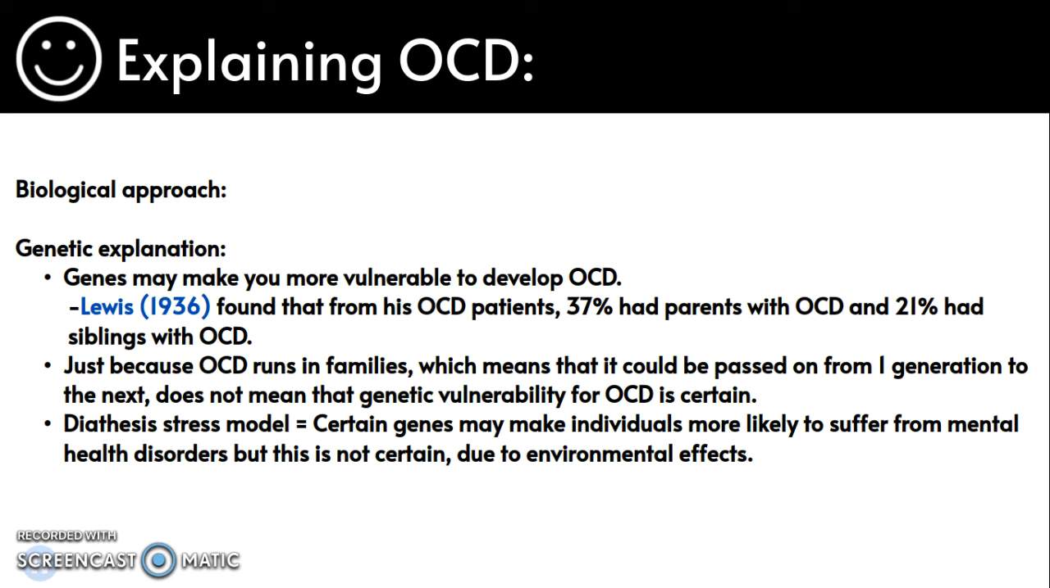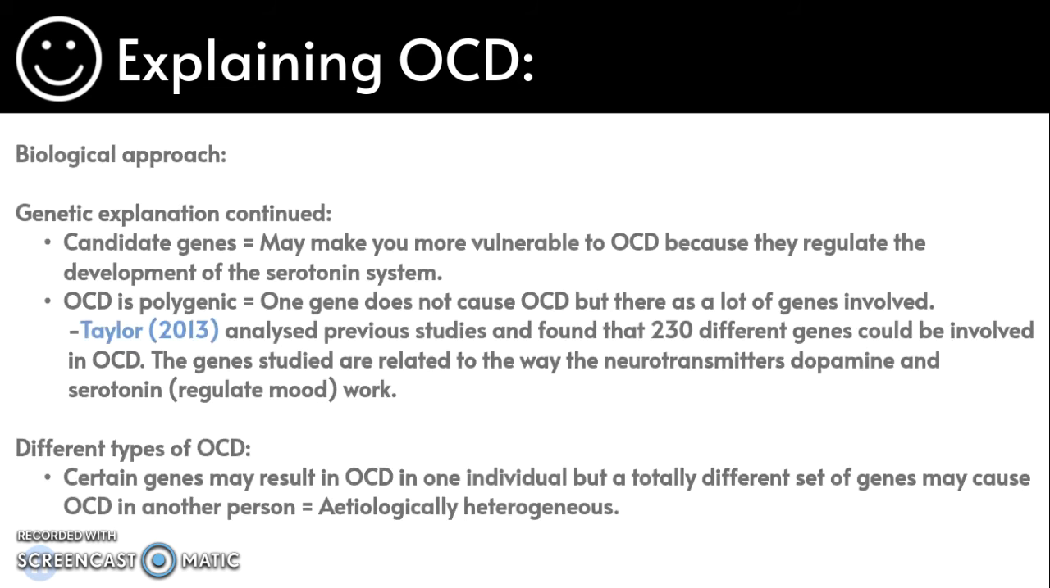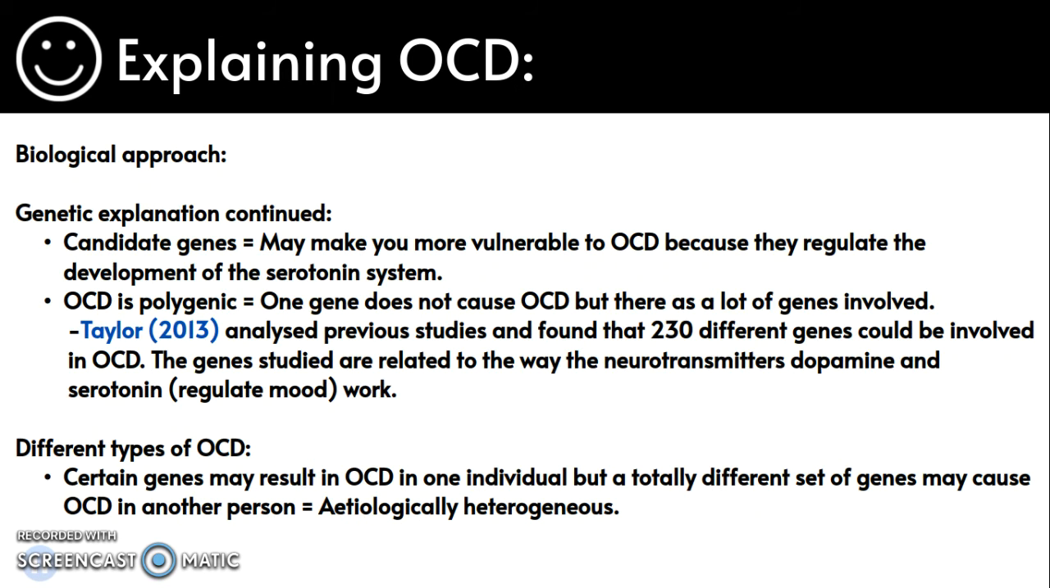The diathesis stress model states that certain genes may make an individual more likely to suffer from mental health disorders, but this is not certain because environmental effects do play a role as well. Candidate genes may make you more vulnerable to OCD because they regulate the development of the serotonin system, and OCD is considered to be polygenic, which means that one gene doesn't cause OCD, but in fact a lot of genes are involved.